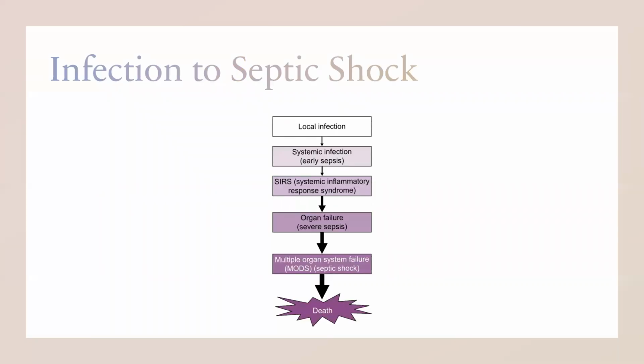All right, so I love this slide. I think it came from the book. It just shows the progression, just like the case study does, of a local infection that becomes systemic, which is early sepsis, which becomes inflammatory response syndrome, that SIRS, leading into severe sepsis, where some organ failure comes into place. And then when you have multiple organ failure, 2 or more, it's multiple organ system failure leading into septic shock, and a high mortality rate with these patients if you see them in the ICU.